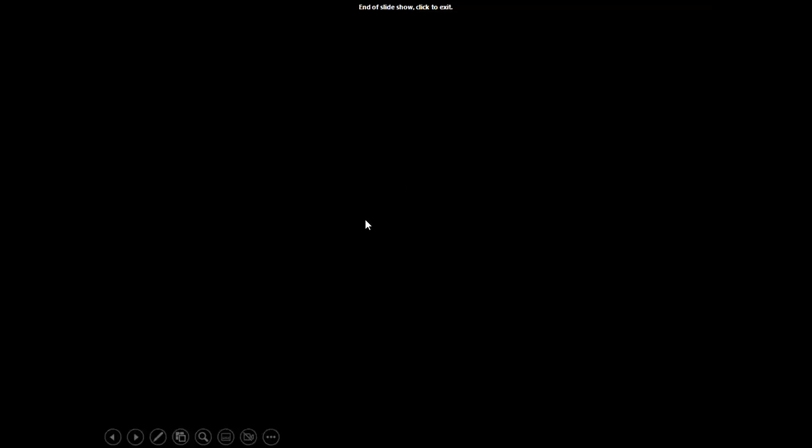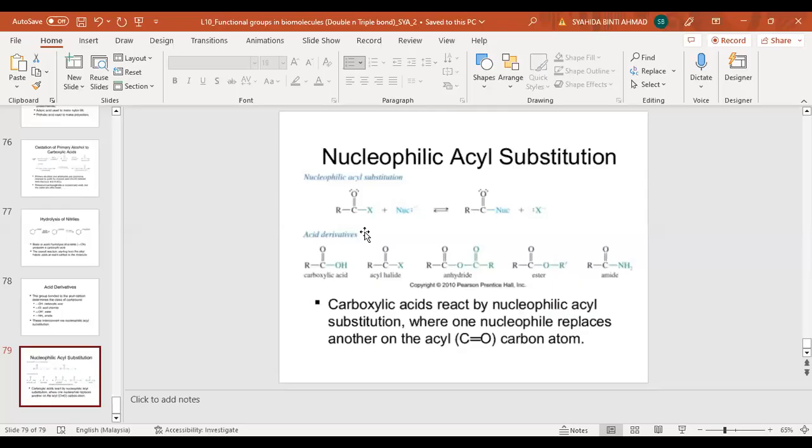All right, that is actually the last slide for this topic. I know it's very long, but I have to cover the double and triple bonds as well as the acid derivatives. So I hope you can follow and go through the slides again. I will ask questions based on the notes that I gave you last week and also this week for your final exam.